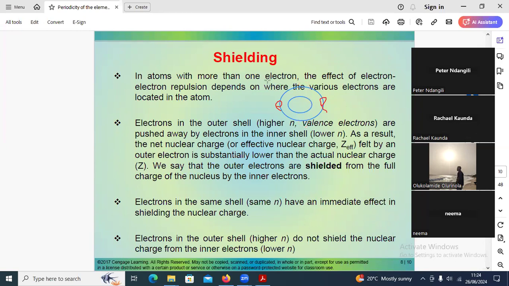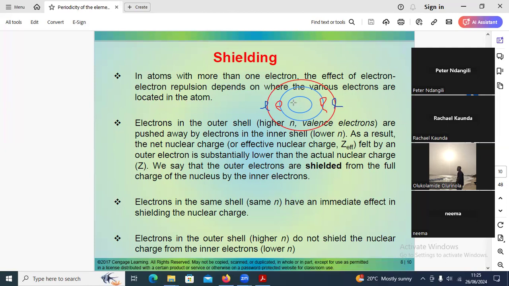I want to undo. If I had another energy level there, this energy level is also going to have some electrons. So you're going to have electrons here, electrons here. Now, what happens here is that these electrons here are shielded by the electrons here.